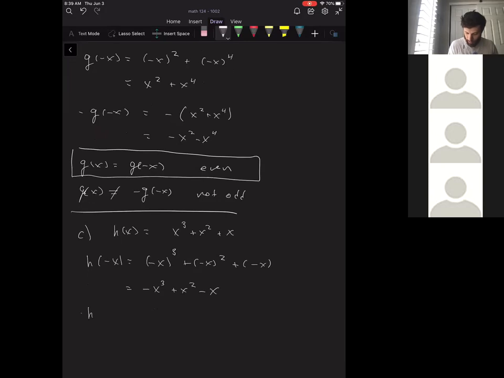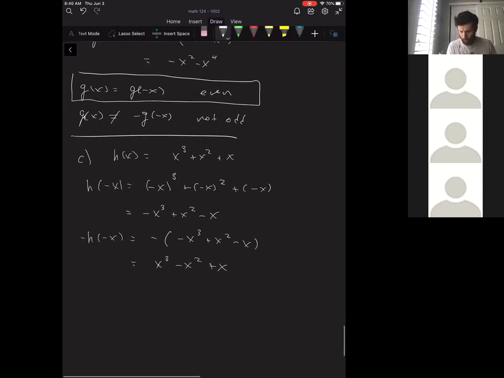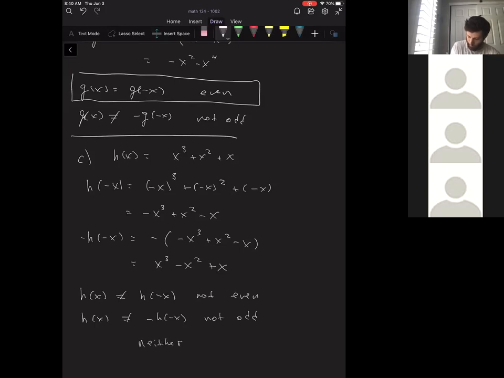Now if we're going to find minus h of minus x, this is going to be minus x cubed plus x squared minus x, and what we get is x cubed minus x squared plus x. If we look above, h of x is not the same thing as h of minus x, and h of x is not the same thing as minus h of minus x. So it's not even. It's not odd. So this function is neither.